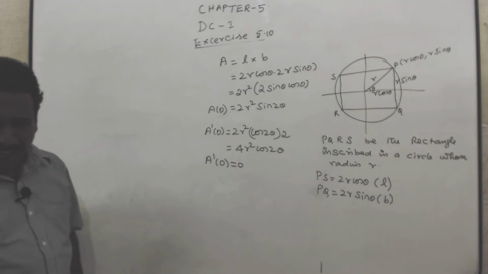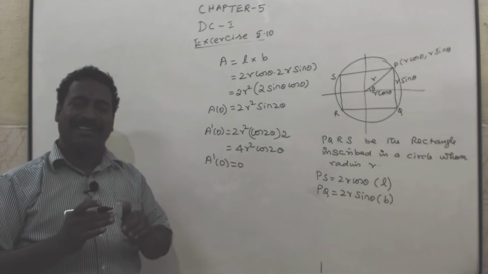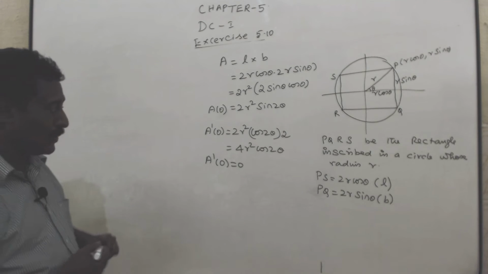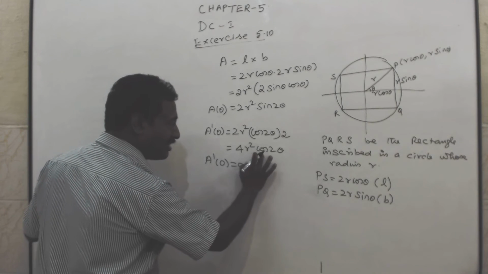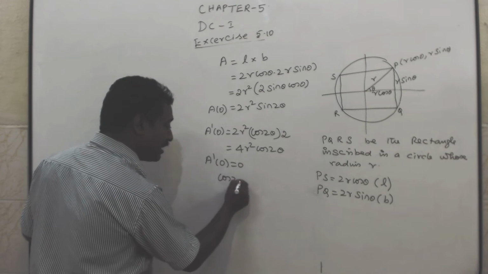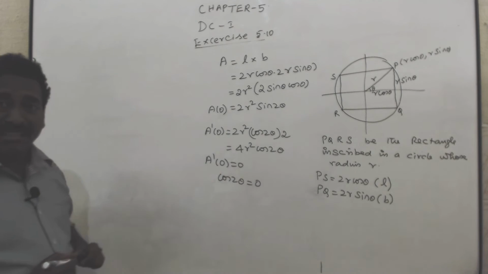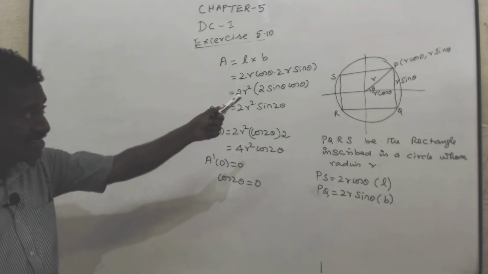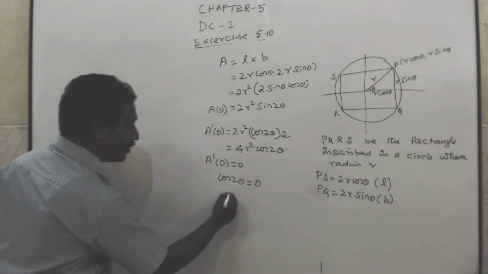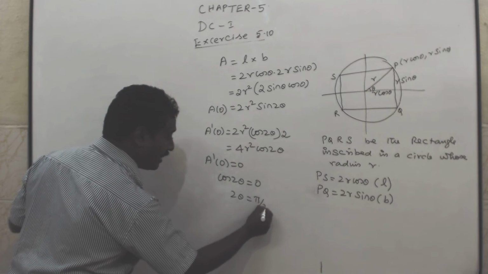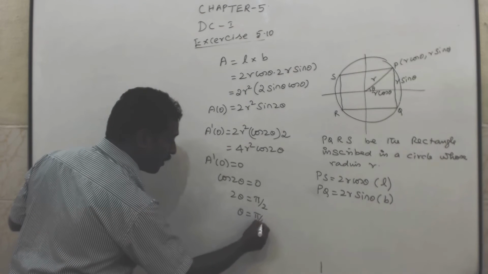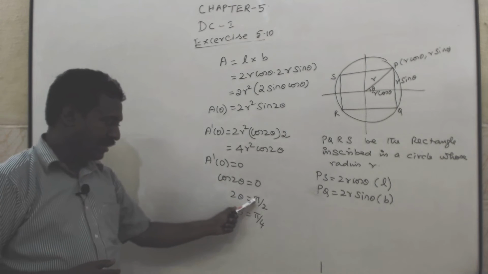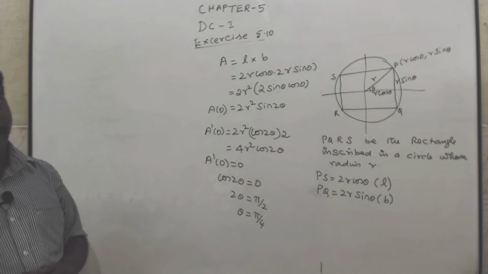The same procedure as local maximum and minimum. A dash of theta equal to 0. When equal to 0, leave the constant, cos 2 theta equal to 0. For which value does it become 0? Because theta lies in first quadrant, 2 theta equal to 90 degrees, theta equal to pi by 4.